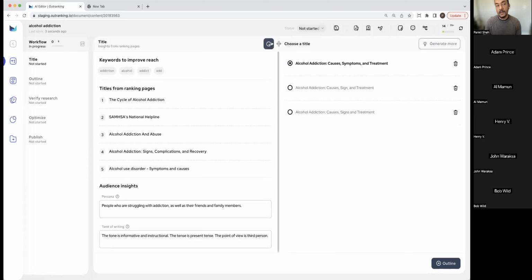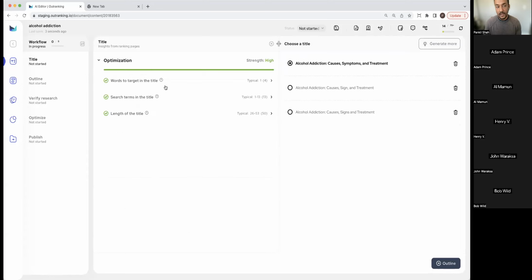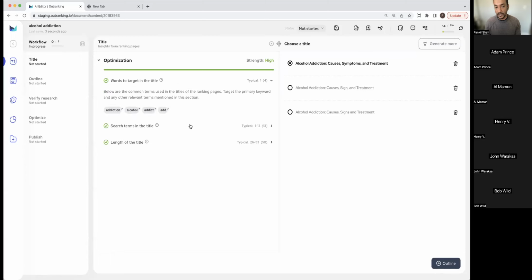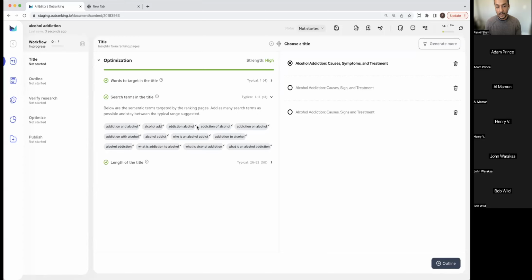This icon you will find on a few more screens where you can quickly check how well certain elements on your page are optimized. So click on it, and it will tell you words in title. You've typically targeted all four words that people have used. You're targeting most of the search terms or semantic search terms that you should be targeting with this title. There will be more semantic terms that you will target in the content to rank it for more keywords, but these are the ones that you want to target in your title.